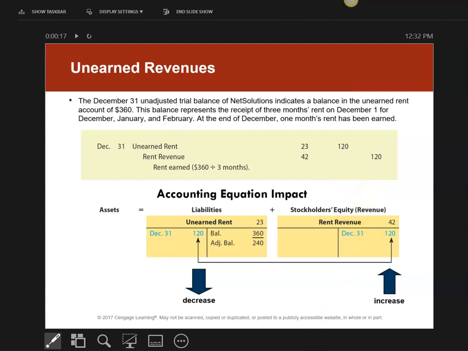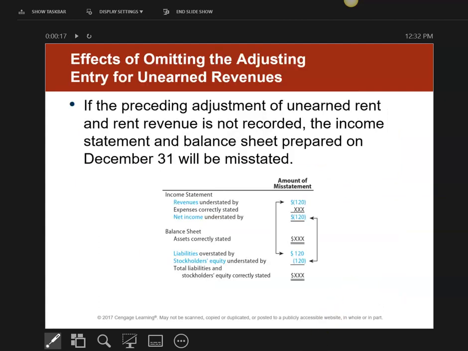And here's the slide. If I forget to do it, here's what happens. Revenues are understated, net income is understated. Again, just pay attention so you understand what this means. Do not test on it though. Okay, 50% done, 3 of the 6 journal entries. Let's move to prepaid expenses.